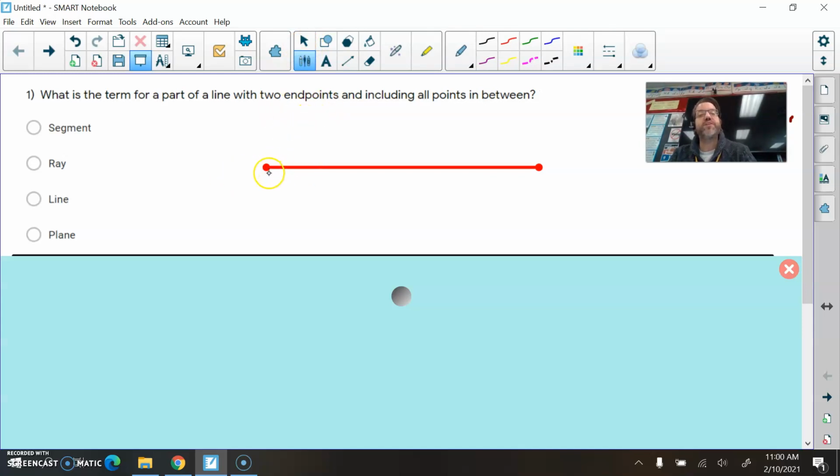It has two endpoints. Here's an endpoint right here. Here's an endpoint right here. Sometimes you'll see them labeled, like A and B, for example. And it includes all the points in between. Well, this is what's called a segment of a line. It's just a part of the line, and we call it a segment. A ray would be going forever in one direction. It would start at one endpoint, and then there would be an arrow pointing in one direction. A line would have arrows on both sides, and a plane, that's a flat surface that extends forever in all directions. So this is definitely not a plane. This is a segment.